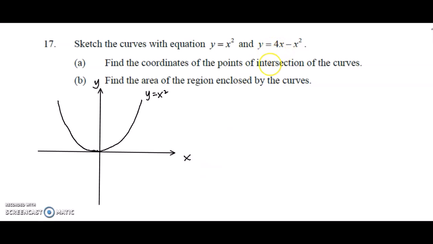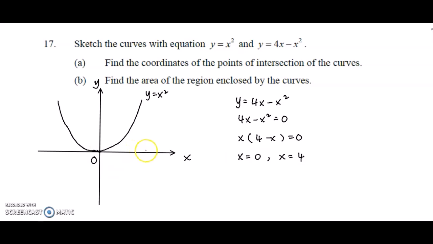And for y equals 4x minus x squared, I would like to get its roots first by letting y equals 0. Factor out the x, and you have 4 minus x. Then you can see that you have two roots. The first one is x equals 0. The second one is x equals 4. Meaning that your second quadratic will pass through 0 and 4. And because the coefficient of x squared is negative, you have a maximum point. So I will sketch the curve like this.